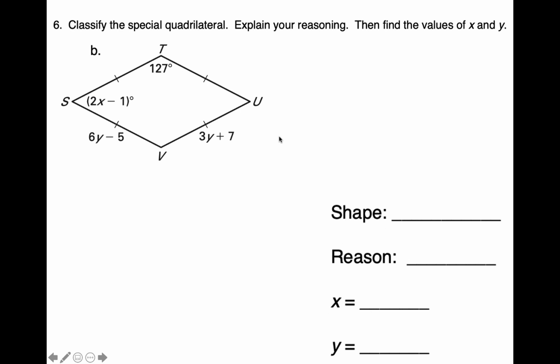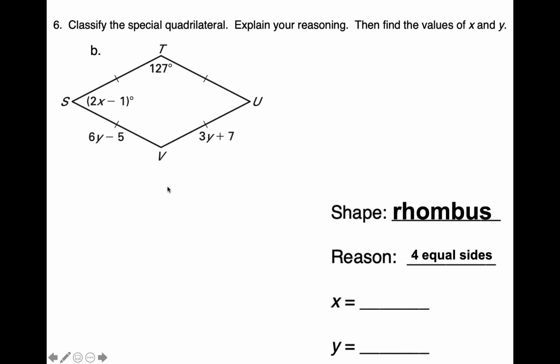And then for b, notice all of the sides are marked equal, so it's a rhombus, but we don't have a right angle, so this is just a rhombus, not a rectangle or square. And the reason is 4 equal sides.